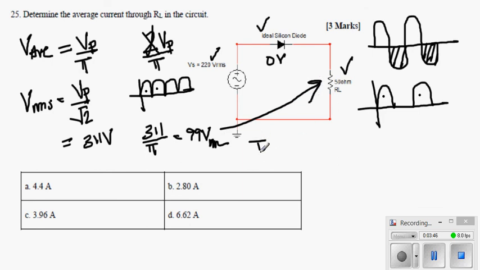Now the last calculation is Ohm's law. I is equal to V divided by R. So now, if we have 99 volts, and we divide that by the 50 ohm resistor, you will calculate 1.98 as your final answer.